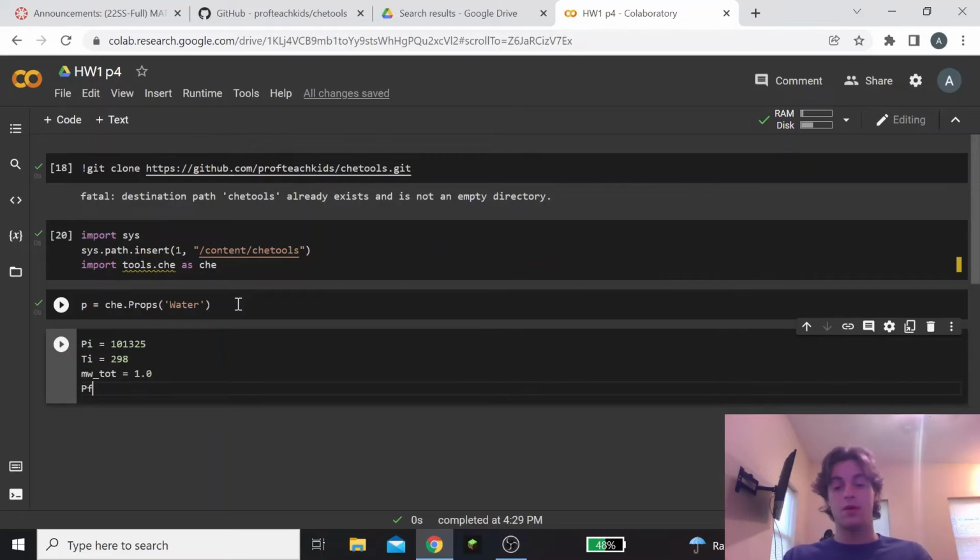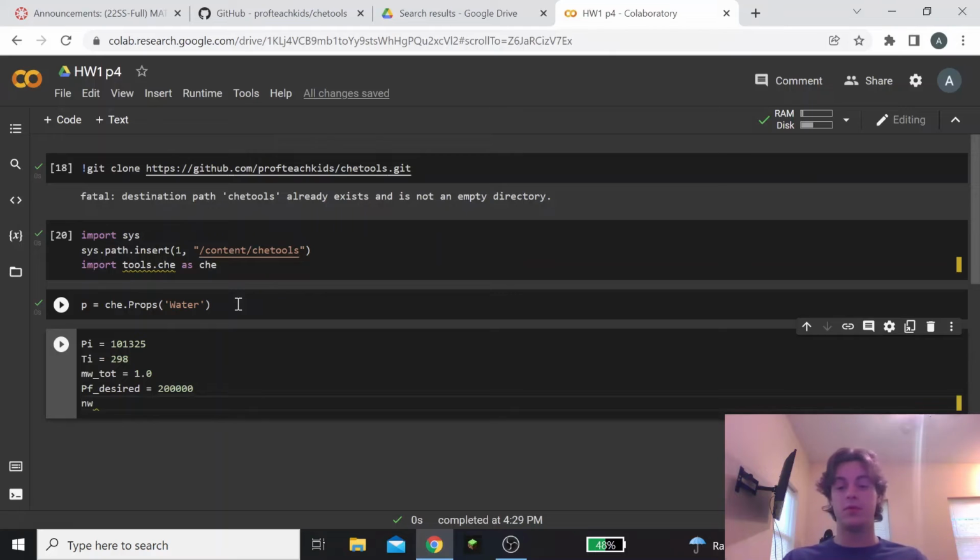So our desired pressure, I'm calling it PF desired because later we'll use the final pressure as a different variable, and this will allow us to have a distinction. So our final pressure desired is 200,000, and then same idea, our moles of water vapor desired was 0.3. And then I'm also going to use R in the gas law, so I will put that in as well.